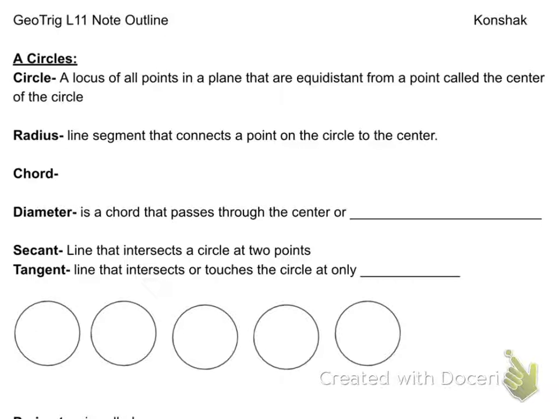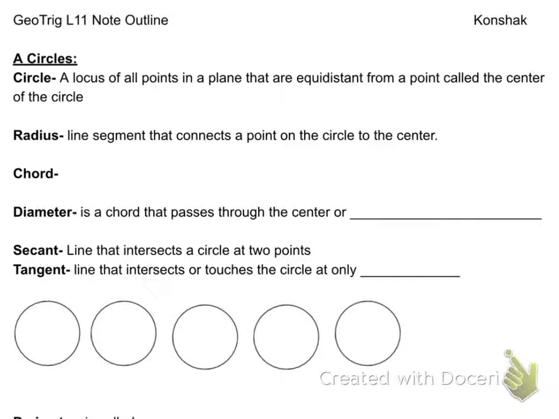Geotrig, this is lesson 11, and what we're going to talk about today is circles. Today we're going to talk about what a circle is and different parts and pieces of circles and their properties. It's only a couple slides long, and then when we come back tomorrow, we will do examples that'll finish together the idea of what circles and some of their properties are, and then if we get lucky, we'll actually start going into the quadratic formula.